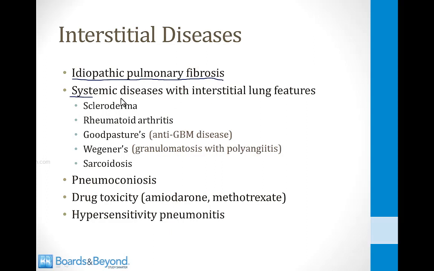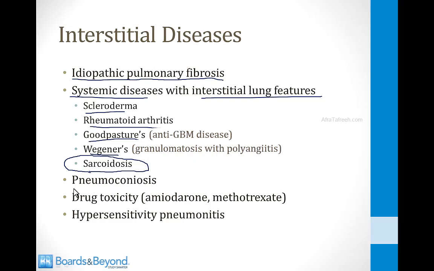There are a number of systemic diseases which have interstitial lung features. So if you have scleroderma or rheumatoid arthritis, these autoimmune diseases can involve the lung and give you an interstitial lung pattern. Patients who have Goodpasture's and Wegener's can also have the antibodies affect the lung, and they can develop an interstitial pattern. And then finally, patients with sarcoidosis sometimes get diffuse granulomas inside the lungs, and this gives them an interstitial lung disease pattern.